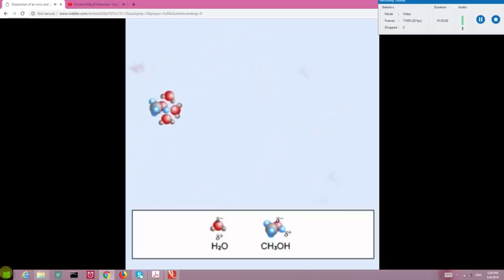So in a covalent compound, you don't form ions. You don't break anything apart. You don't break any bonds. You don't make ions. You just surround those molecules and pull them into solution. So there's a key difference there between ionic and covalent compounds.